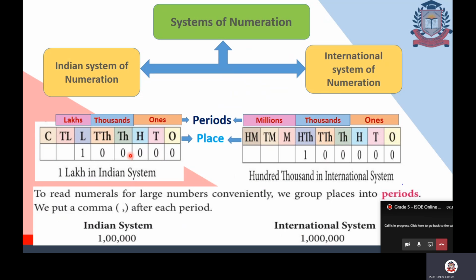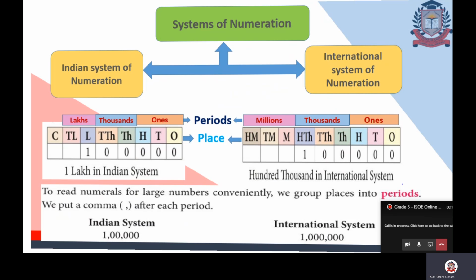If you observe, there is a difference between the Indian system and the international system in where we use commas. In the Indian system, the first comma comes after 3 digits, and after that, after every 2 digits I use a comma to separate the periods. But in the international system, after every 3 places I have a comma, because every period has 3 places. Understood, children? So this is the Indian system of numeration and this is the international system of numeration.